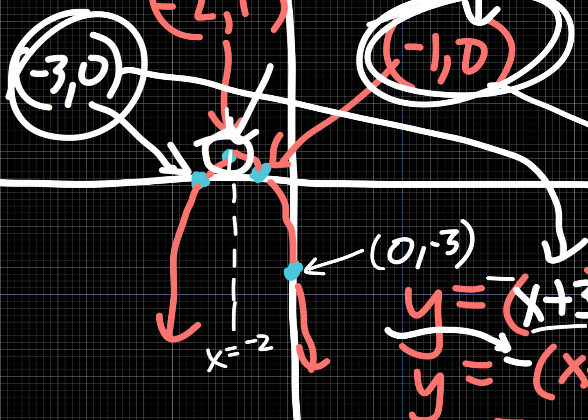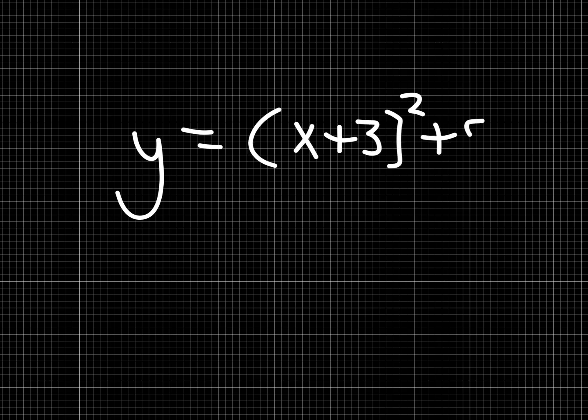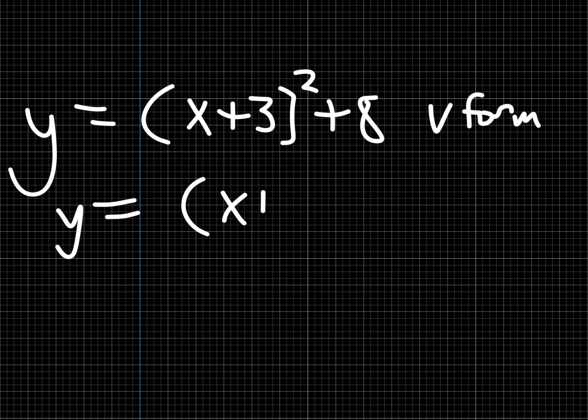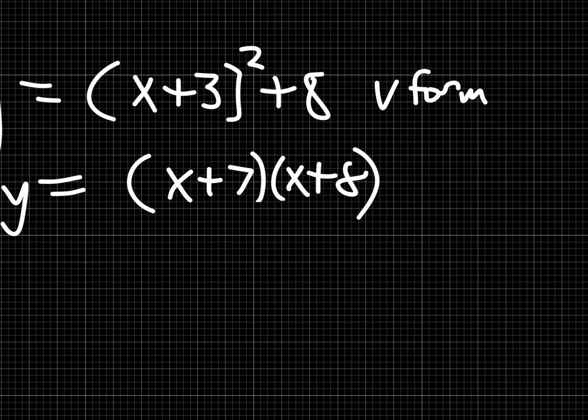Cool. All right, so let's use your final test. Do you know? What form is this in? That is vertex form. Everybody take a second, write that down, say V form. What form is that in? Factored form, F form.